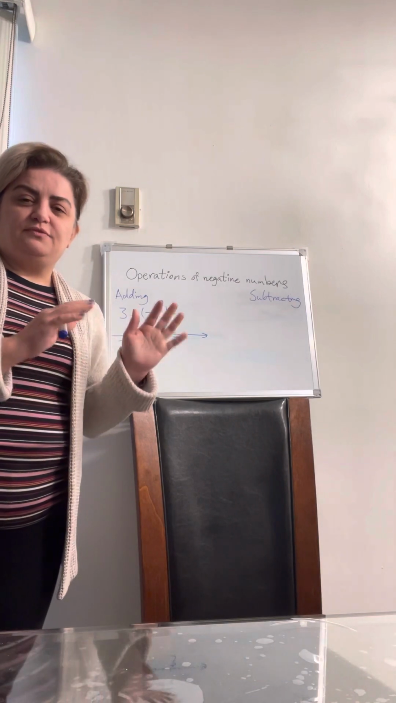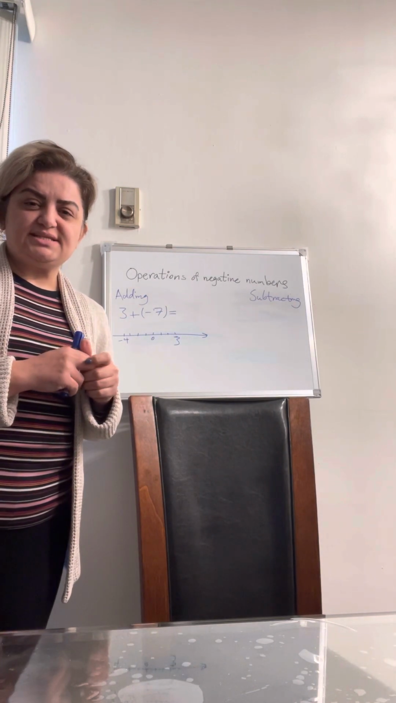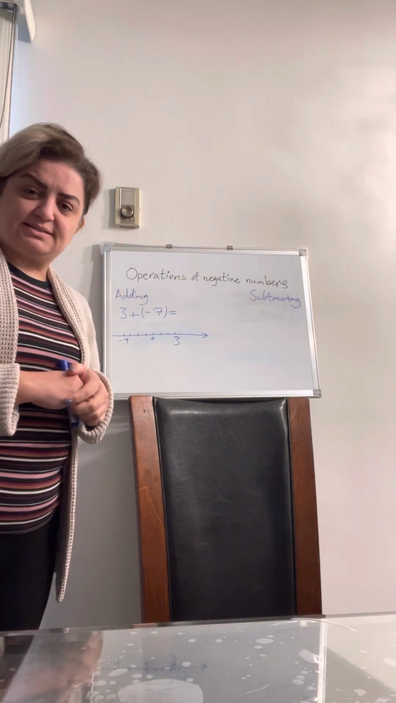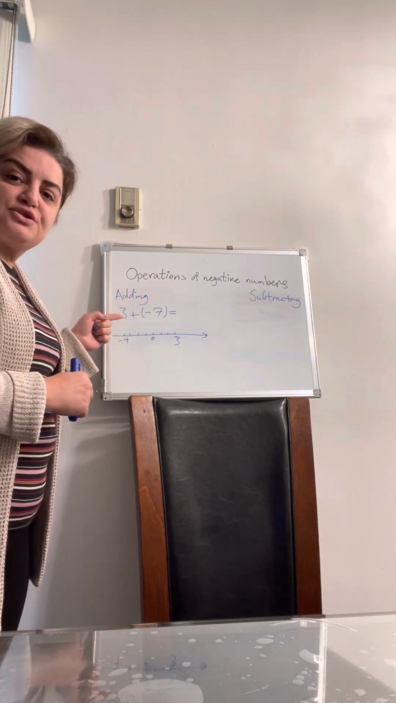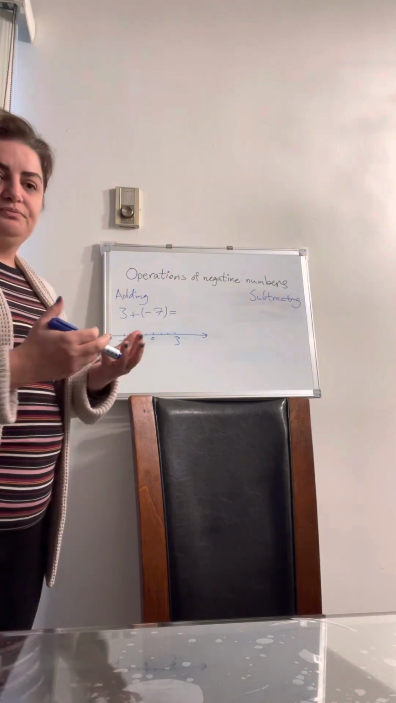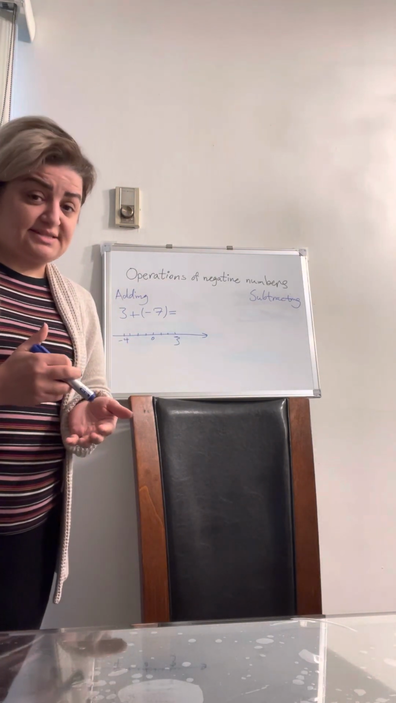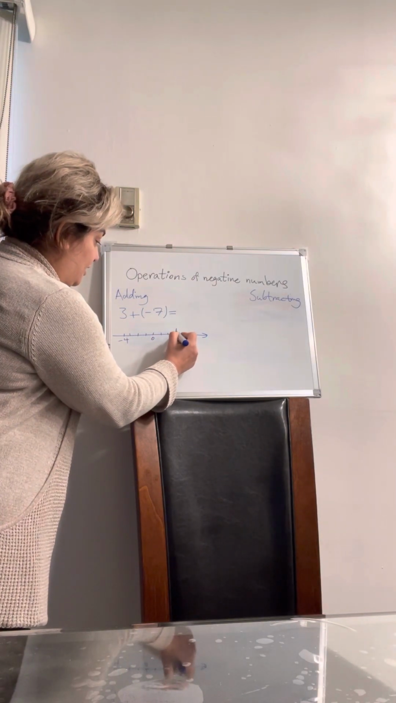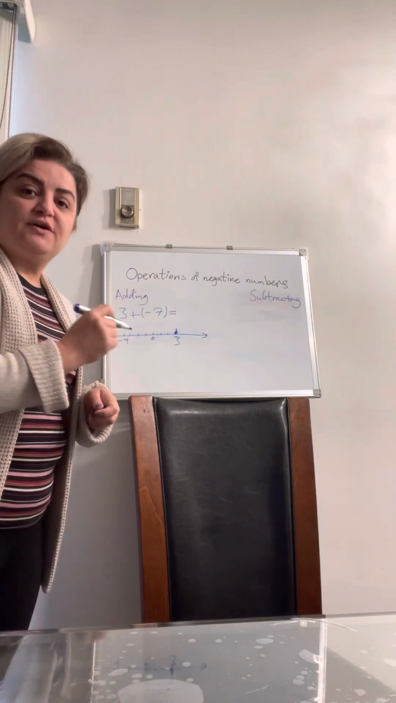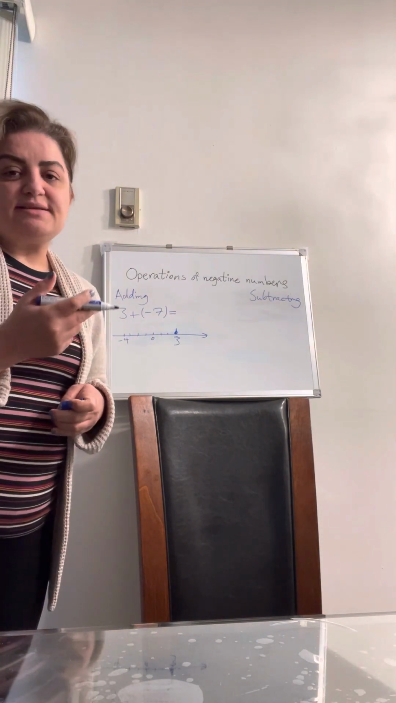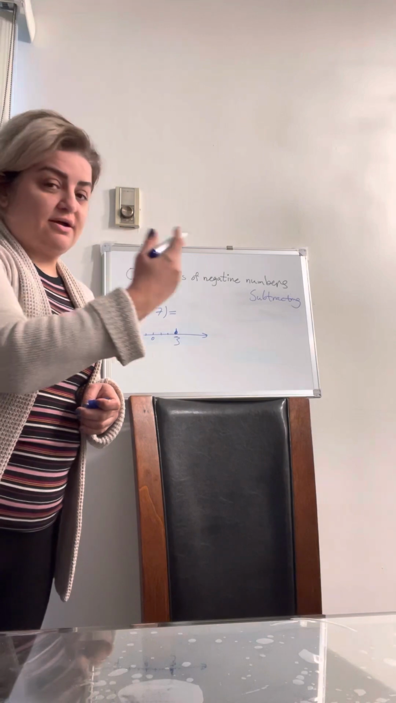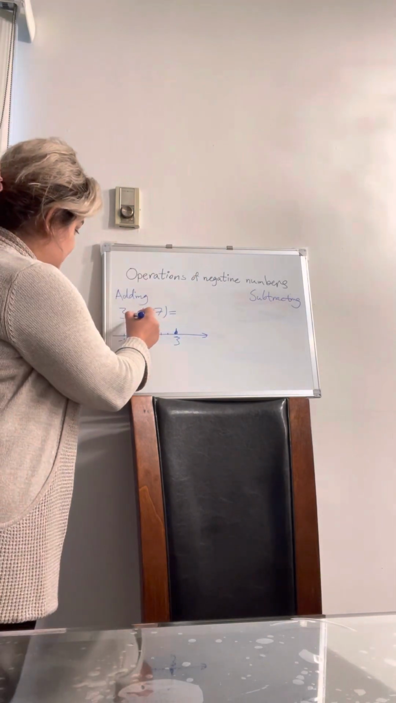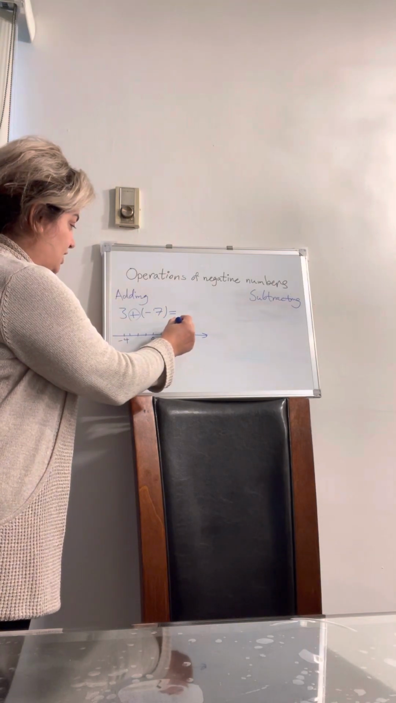Before we find the answer, I want to describe how we choose the answer. Where we start is 3. We start from the 3. And what is our operation? If it's a plus, we look to the right, and if it's minus, we look to the left. Plus, we look to the right.